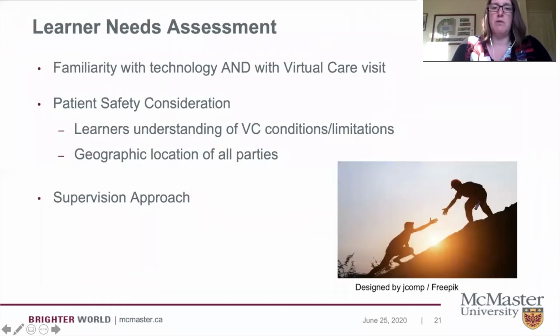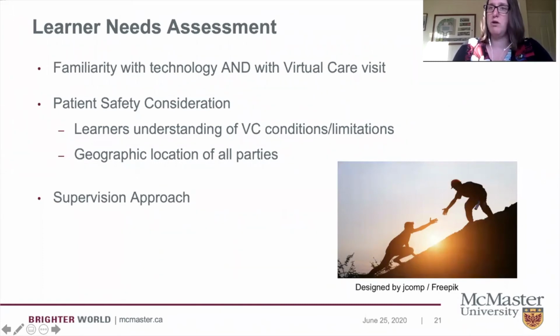So when we're thinking about the learner's needs assessment, like I mentioned, virtual care is new to many, if not most of us in Canada. The same can be said of our learners. There really was that quick pivot to virtual care during COVID, and many of our learners may be participating in virtual care for the first time in their medical training, and it may not have been covered in their undergraduate curriculum.